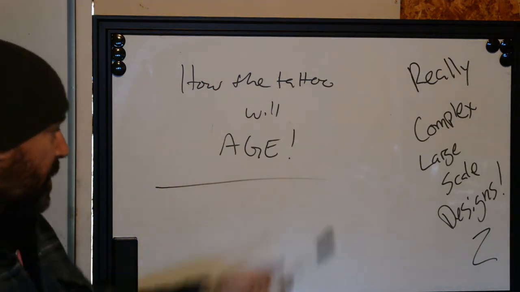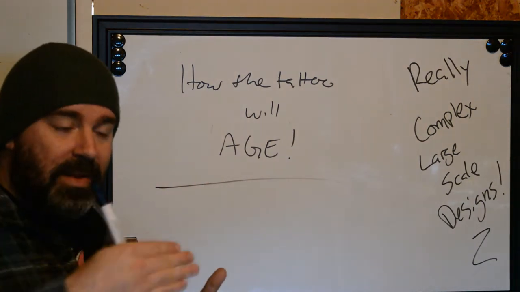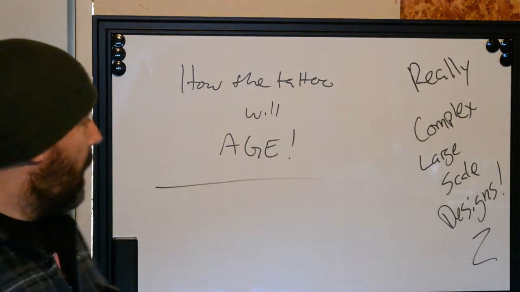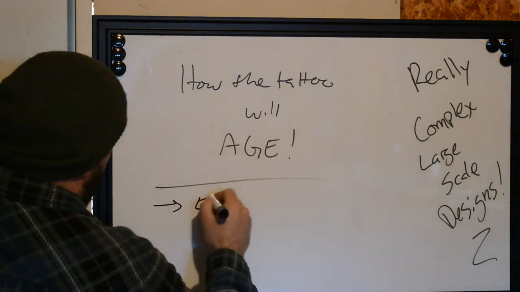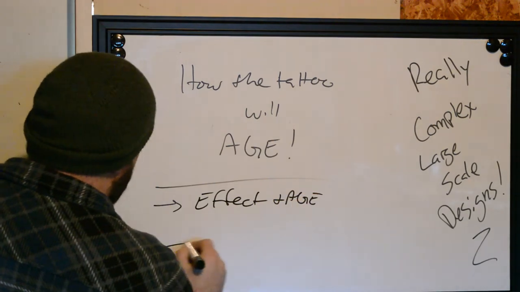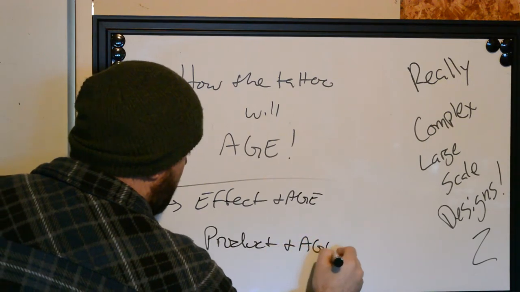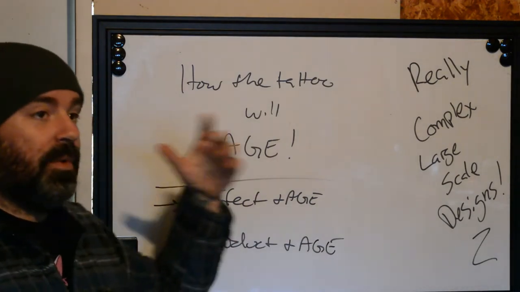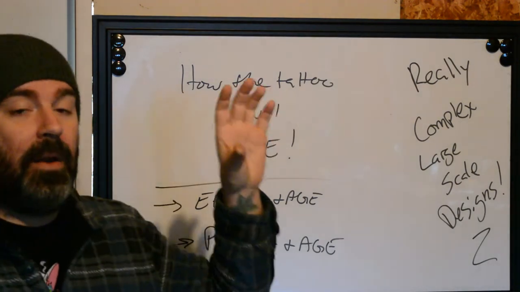So when we get into large-scale complex designs, what we're trying to do is identify the parts inside the tattoo that need to be established first in the timeline before the last things are established, right? We're going to be looking at the effect and age, and then we're also going to be looking at the product and age. Okay, so these two things are very specific when you get into these large-scale designs, right? The first, the effect and the age: we're looking at the aspect of the design that's been applied to the person's body, and we want to think about how that ages, right?